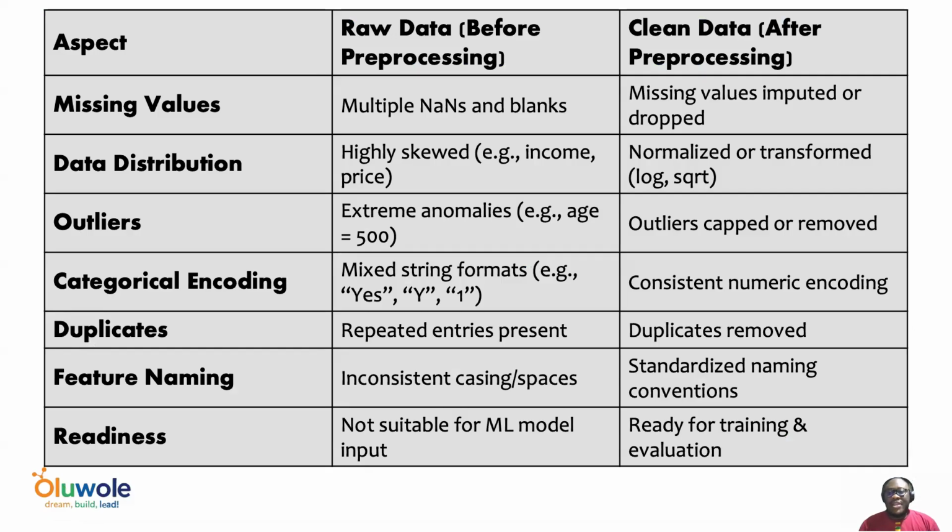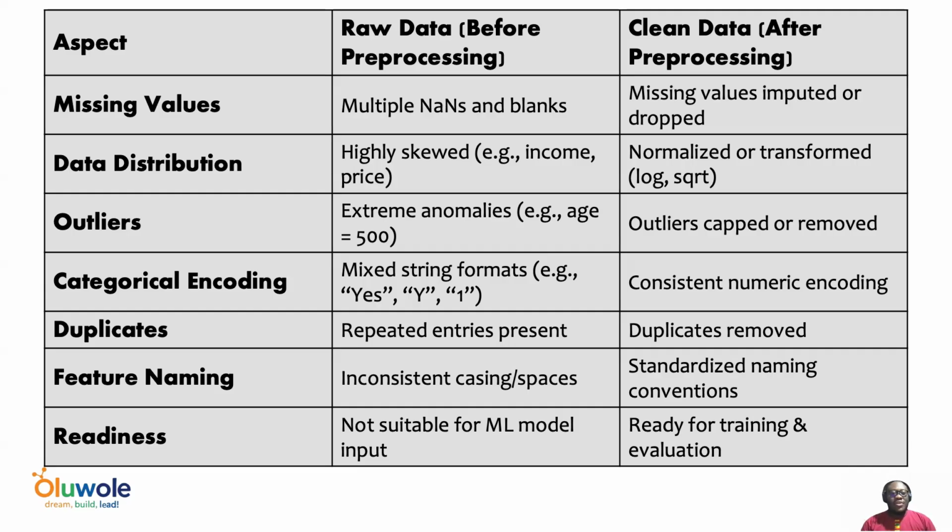Okay, so I have a table here. I always like to make sure that there are illustrations so that by the time you are going back to read the notes, you understand what we'll be talking about. So when you look at the aspect of missing values, when you talk about raw data, before preprocessing comes in, you have multiple NaNs. What are NaNs? Not available. Not available numerical values or blanks. After you clean the data, the missing values are imputed or dropped. You see those things today.